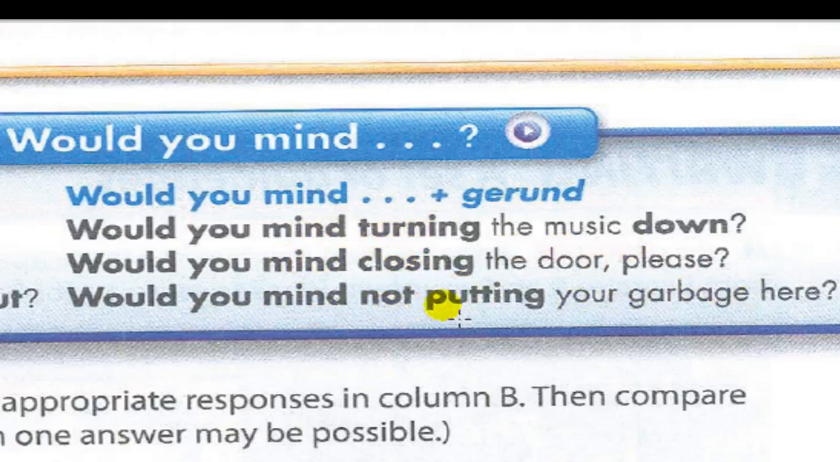Negative, not, verb plus ing. So would you mind plus gerund, verb plus ing. You put here after would you mind, turning, closing, putting, verb plus ing. For the negative, would you mind not, with not before the verb plus ing. This is the negative.